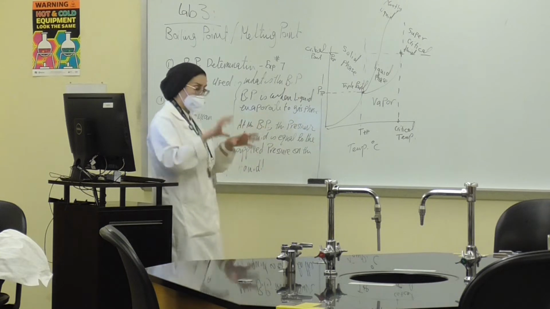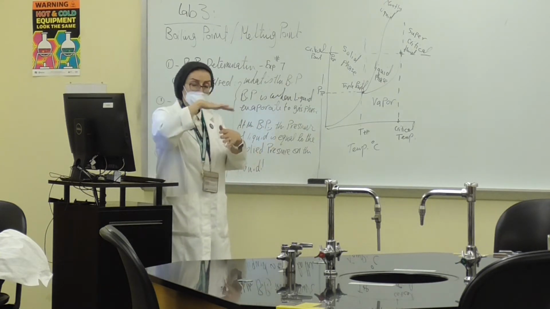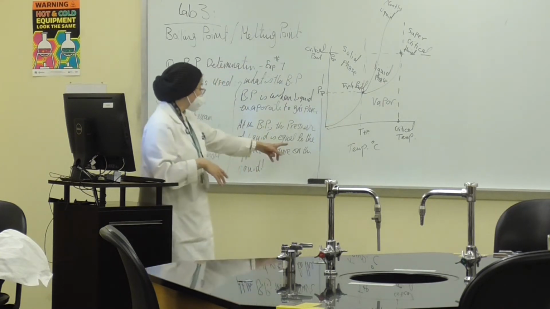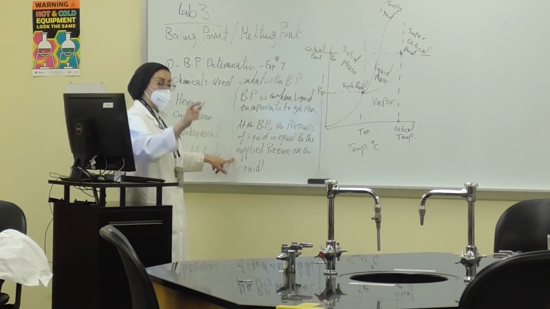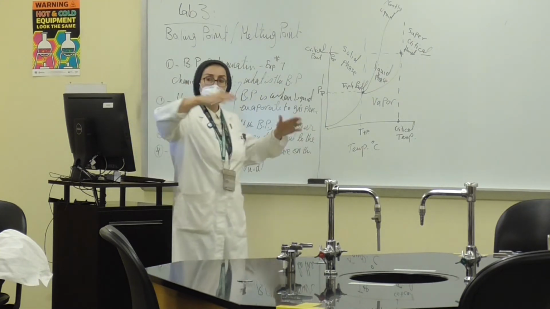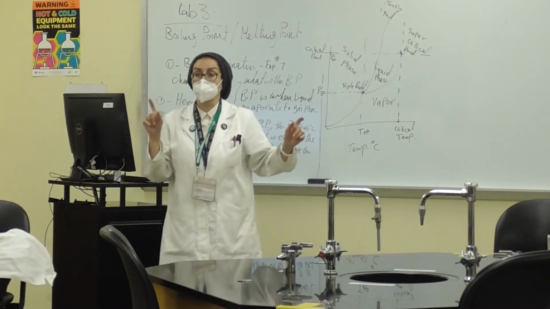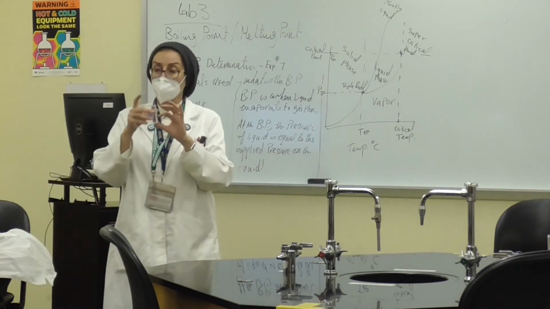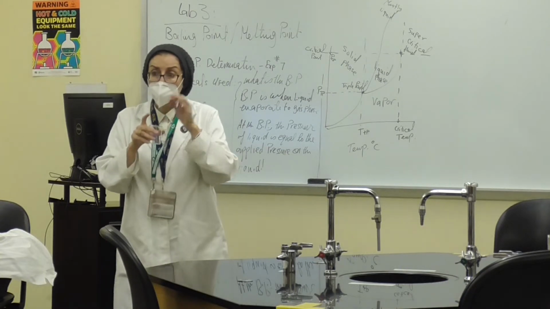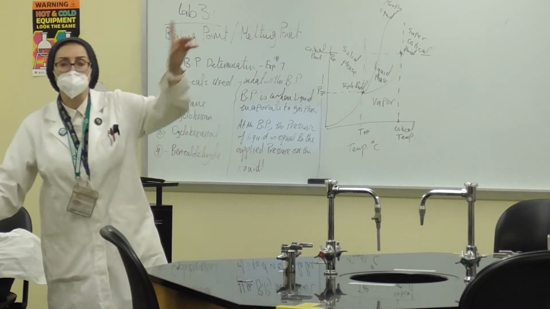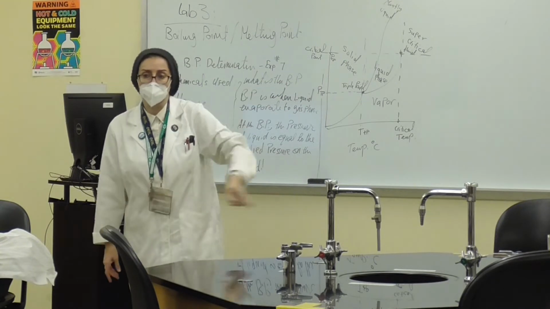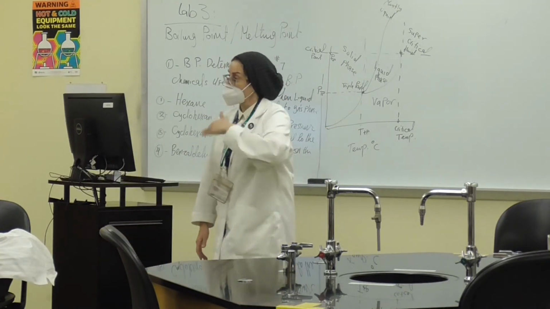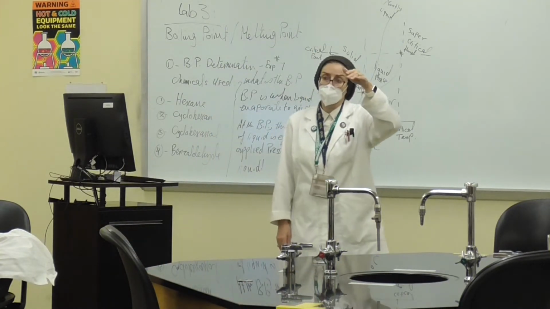The pressure on top of the liquid has to be equal to the applied pressure, meaning the outside pressure. So the pressure on top of the liquid should be equal to the applied pressure, which is the outside pressure. Then we're going to reach the boiling point.